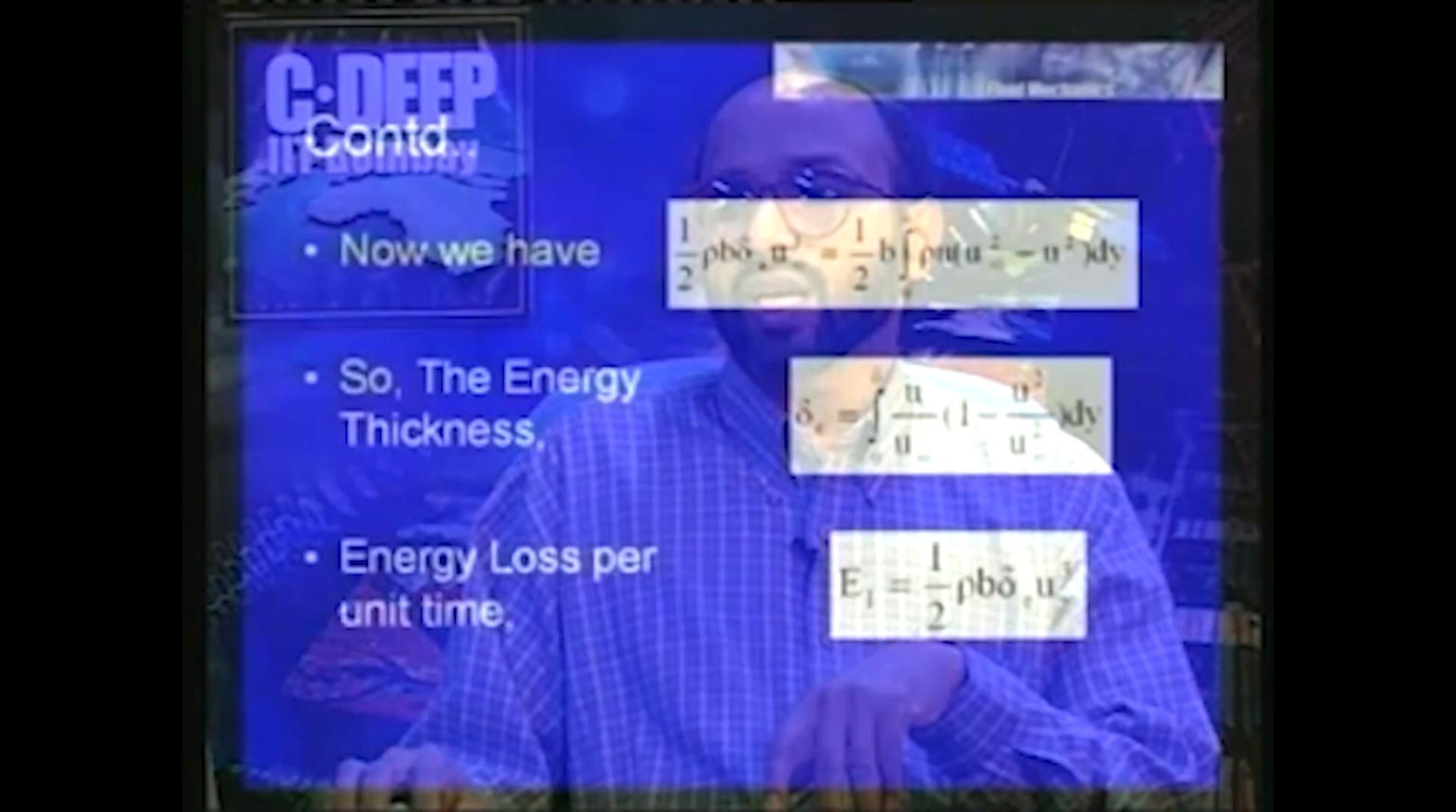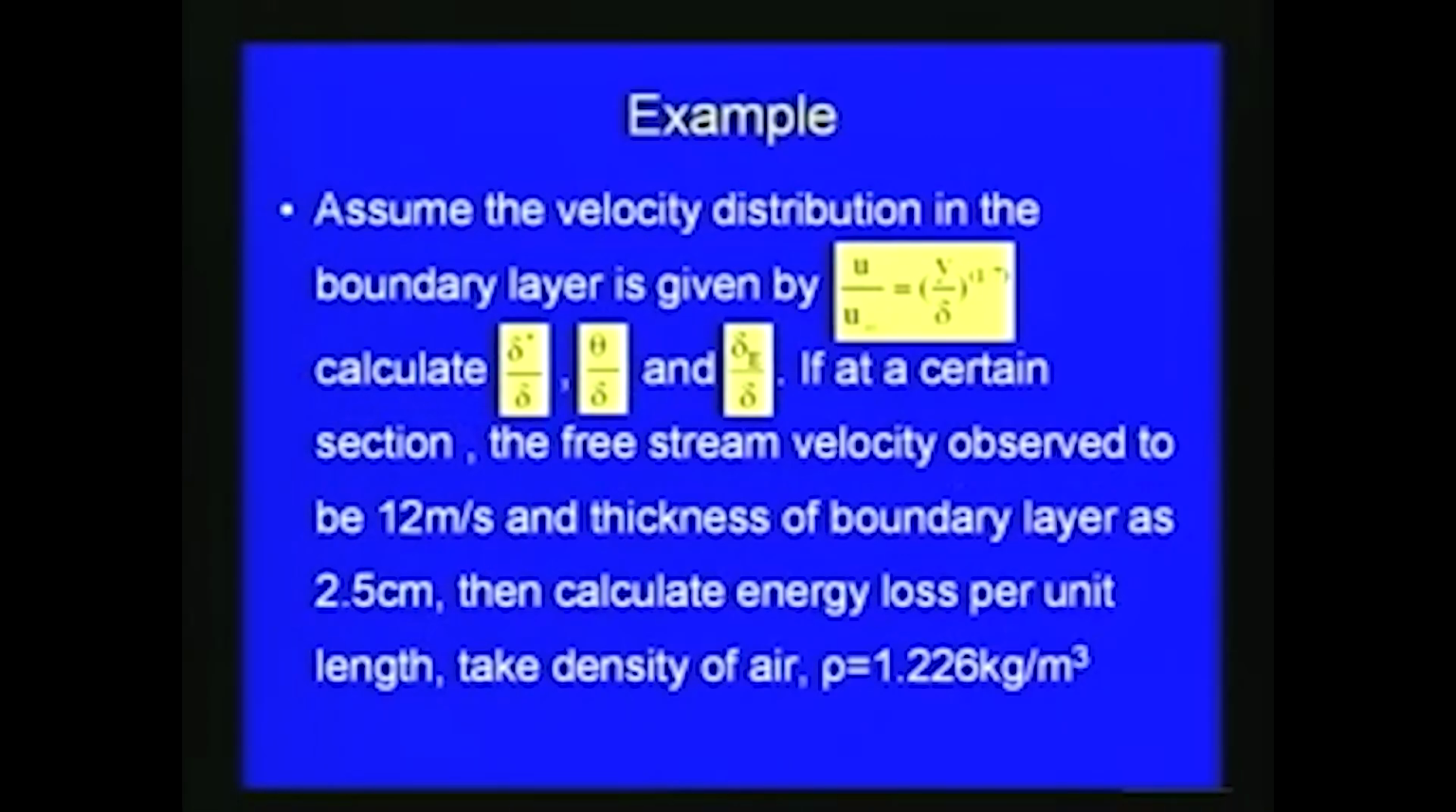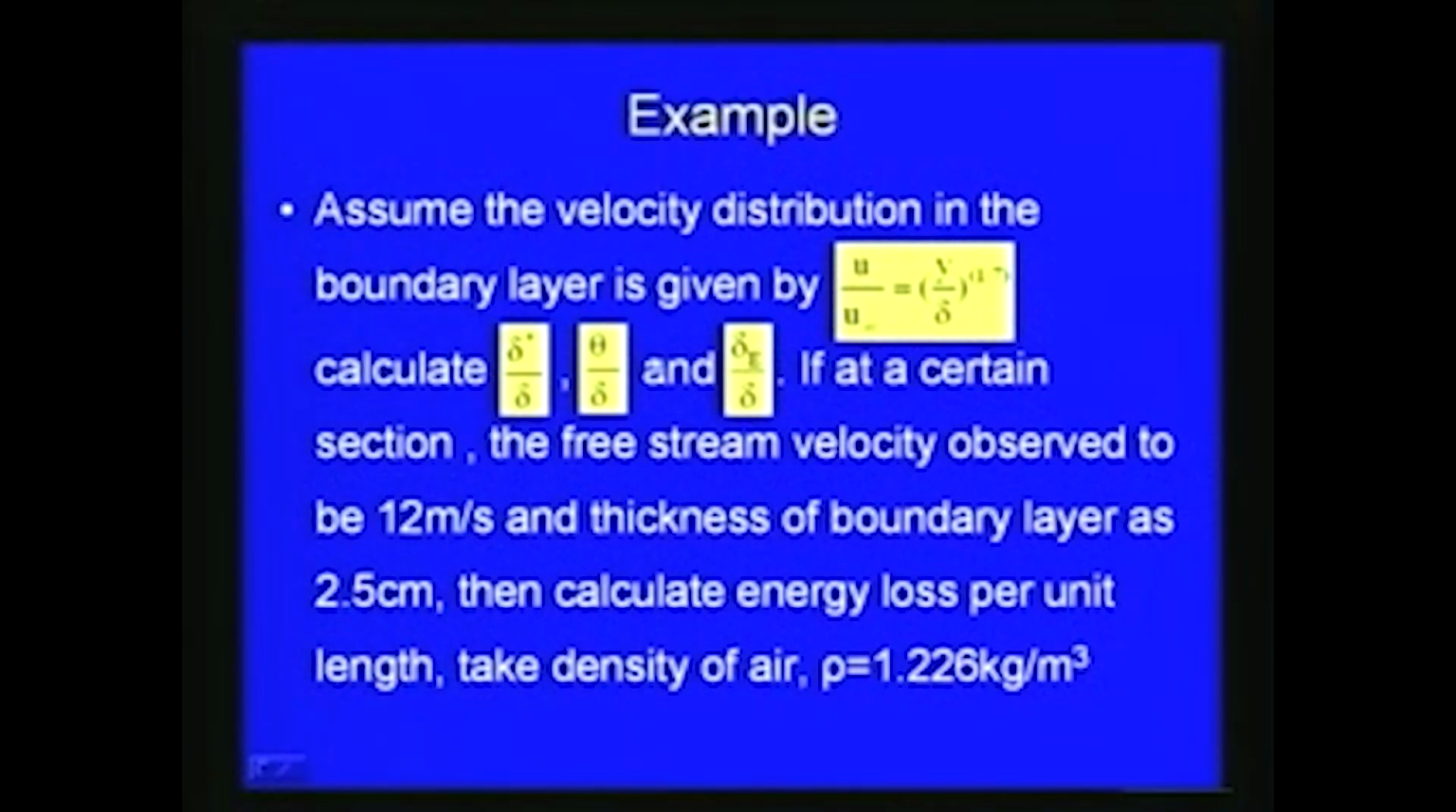So, the important parameters, 4 parameters we have seen. One is the boundary layer thickness, second one is the displacement thickness, third one is momentum thickness, and fourth one is the energy thickness with respect to the boundary layer formation. So, before going further, we will just briefly discuss a small example where we will check how the variation of this displacement thickness, energy thickness and momentum thickness takes place with respect to the boundary layer thickness.